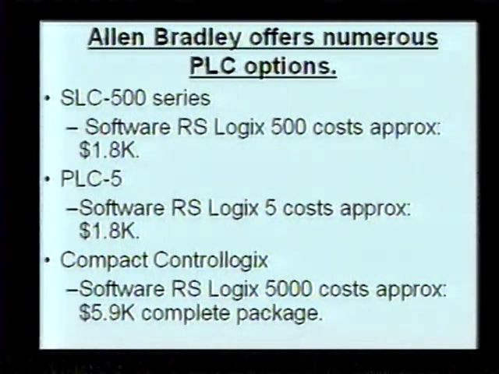The CompactLogix, this is a fairly new system. It uses the RSLogix 5000, and that RSLogix 5000 is extremely expensive. It's $5,900 for the complete package. The CompactLogix system is very similar in size to the AB 1500. But its communications and speed and what have you are very, very fast, and it has a lot of different options that you can use.